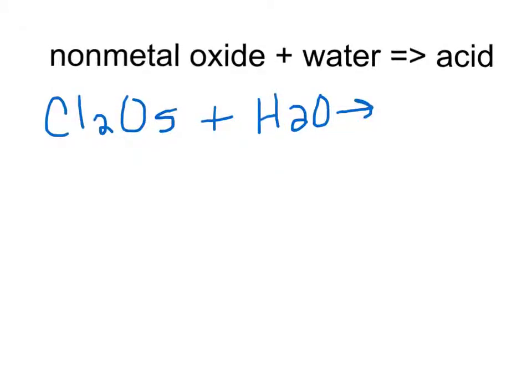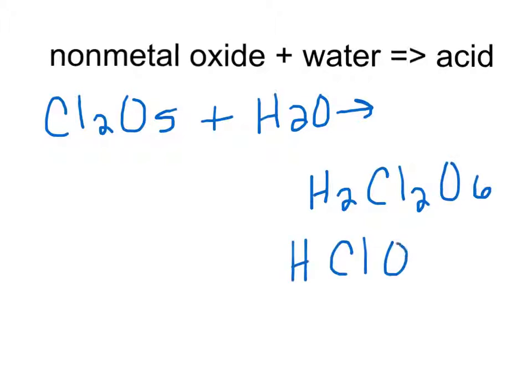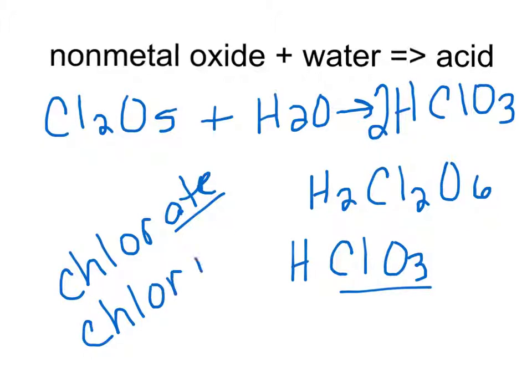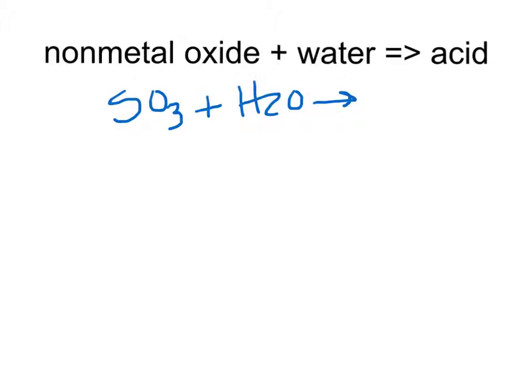Water and dichlorine pentoxide are mixed. So if you put all this together, you would have H2Cl2O6, or if you reduce everything down, you would have HClO3. So that would be your formula, and you just have two molecules of it when you go to balance. This polyatomic is chlorate, so change the ATE to IC, and your acid is chloric acid.